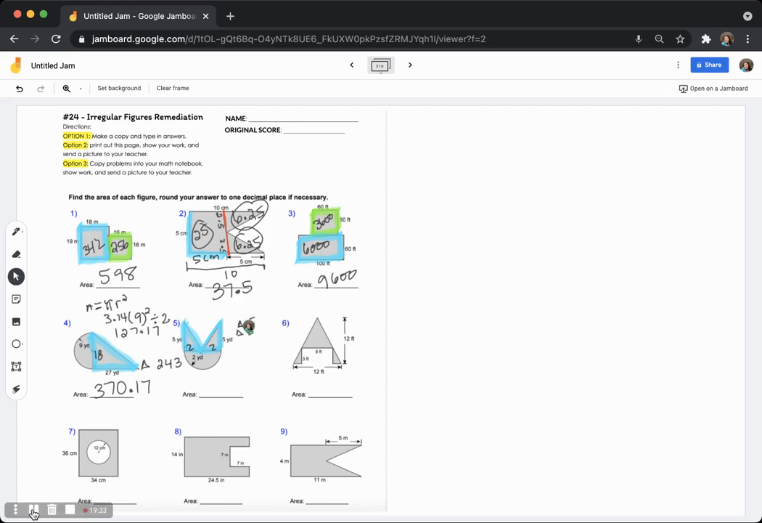And then I'm going to find the area of the half circle. So the radius of the circle is 2. So I'm going to do pi times radius squared. So 3.14 times 2 squared. And then I'm going to divide that by 2 because it's a half circle.